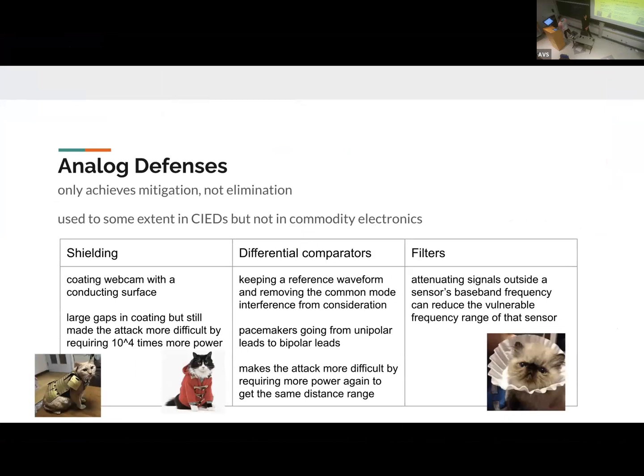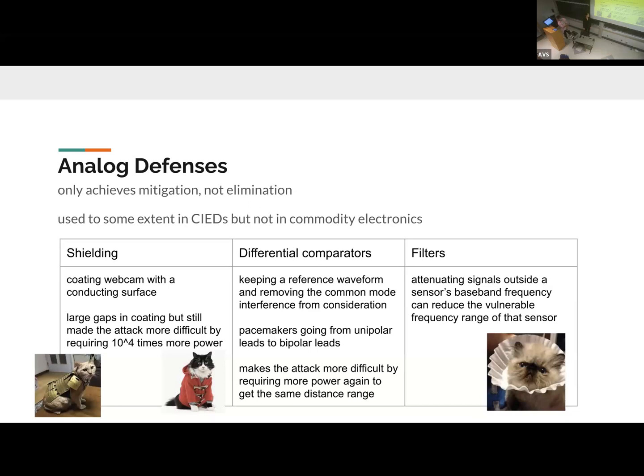The first method that they described is shielding. So that's coating a webcam with a conducting surface. And they found that even though there were large holes still left in the model because of the buttons and the lenses, it still made the attack more difficult by requiring 10,000 times more power.